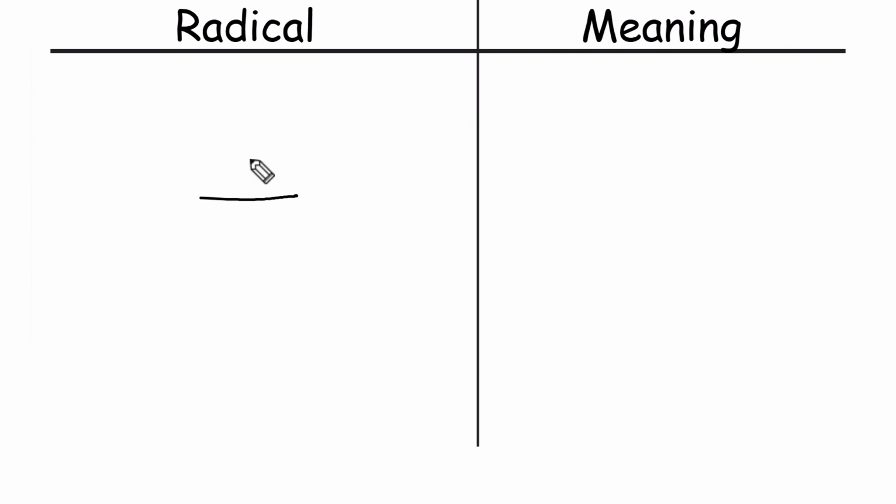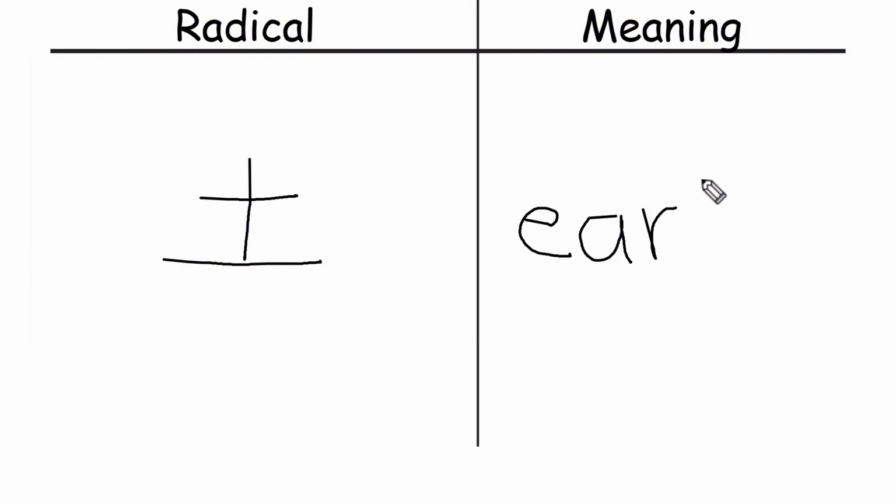Next is the earth radical, written as tu. This radical is often found in characters related to the ground or soil, like the earth or fields. Understanding this radical helps you recognize characters related to land, the environment, and the earth itself.